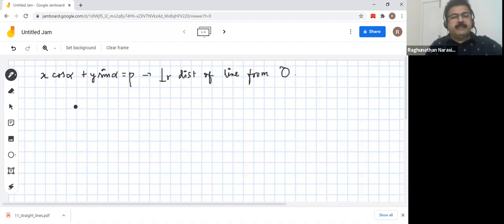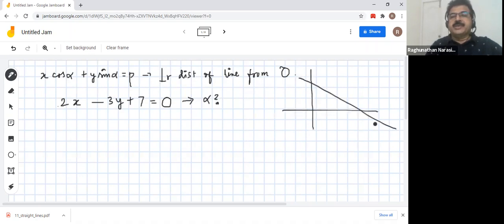Suppose the line is 2x minus 3y plus 7 equals 0, and they ask for what alpha is. Alpha technically represents the angle made by the length of the normal, that is the perpendicular distance, with the x-axis. So that is what alpha is.